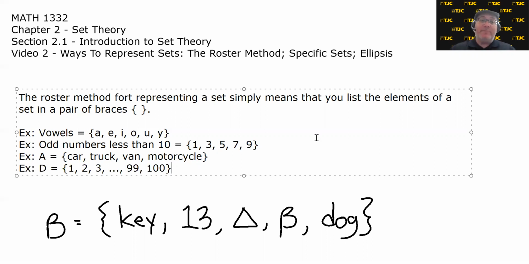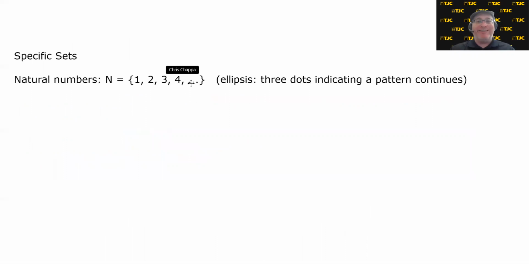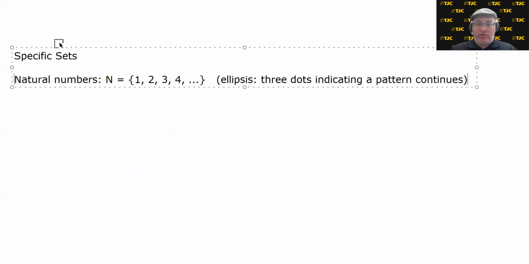But you can use an ellipsis in a set that has an ending by simply representing all the stuff in the middle, assuming the pattern continues. Or you can use ellipses to represent a set that doesn't end by establishing the pattern and saying, keep going forever. But getting back to our specific sets, the first specific set we're going to look at are the natural numbers.